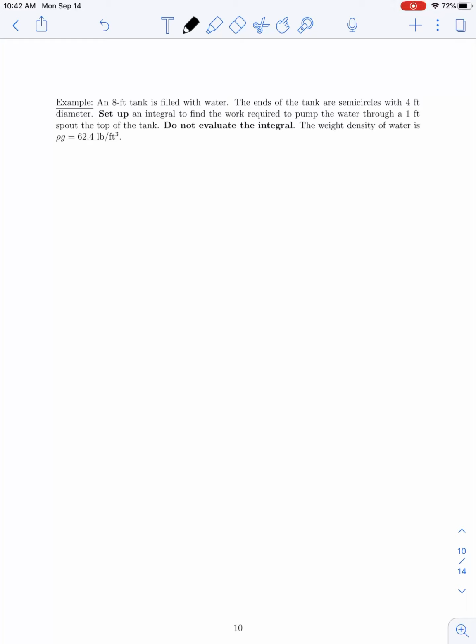So let's illustrate this again. We have an 8-foot long tank which is filled with water, and the ends are shaped like semicircles. So let's visualize this. We have a little semicircular end to our tank, which is 8 feet long.